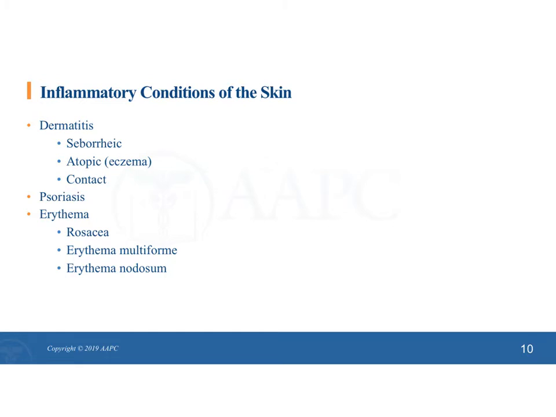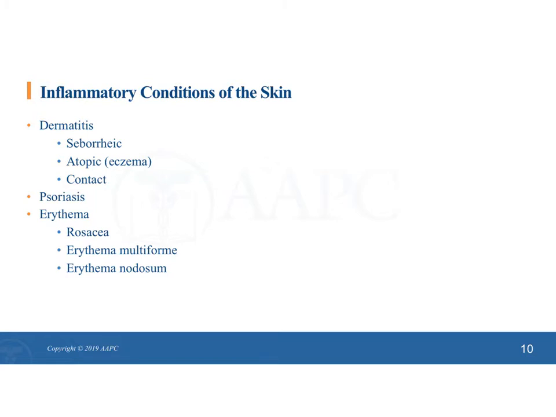Atopic dermatitis is also referred to as eczema. Contact dermatitis is inflammation caused by an external irritant, such as laundry detergent. Psoriasis appears as patches of red skin covered in silvery scales. It is often very itchy and can be painful. Psoriasis is coded based on the type of psoriasis, and it is found in the ICD-10 code book under the category L40.